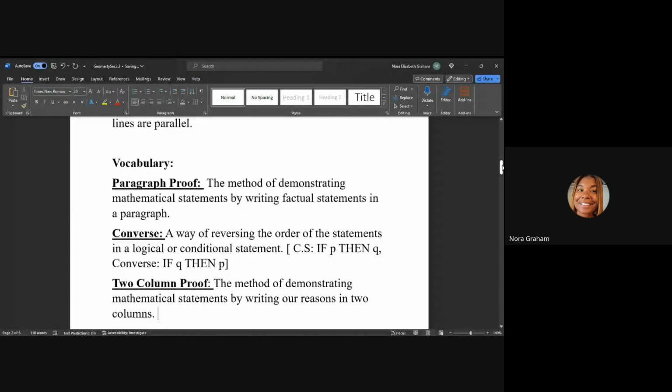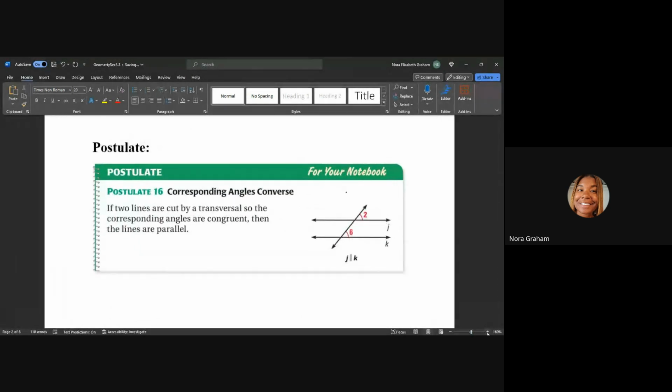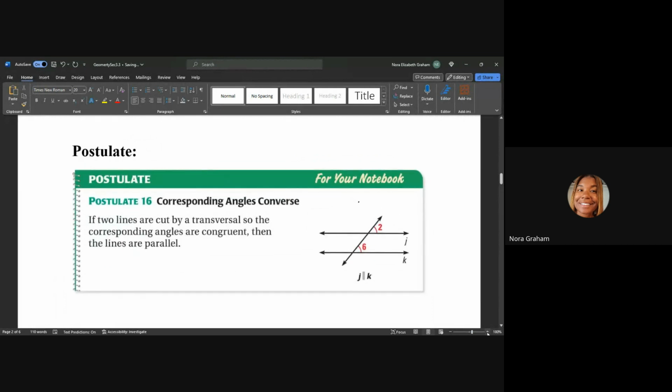All right. So the first thing we're going to look at is our postulates. Now in video 3 or section 3.2, the video before this, we do have a postulate that's similar to this, but this is going to be the converse of it. So this one is if two lines are cut by a transversal so the corresponding angles are congruent, then the lines are parallel. So before in section 3.2, we were saying that the lines are parallel, then the two angles are congruent. This is the converse of that.